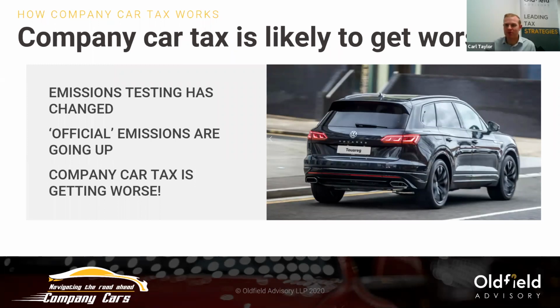And obviously you'll understand that has quite a knock-on effect on the benefit in kind figures and therefore the actual tax that employees or directors would have to pay on a company car. So company car tax is going to get more expensive. It is going to get worse. It is going to get more onerous. And so it's all the more important that we get this right, that we get company cars right. So that's really why we're here.